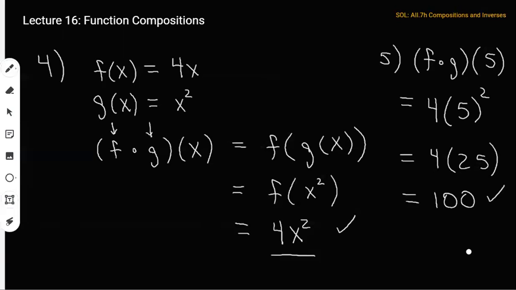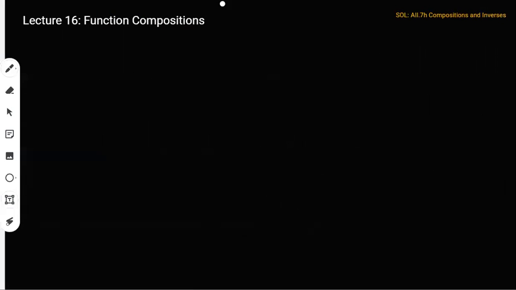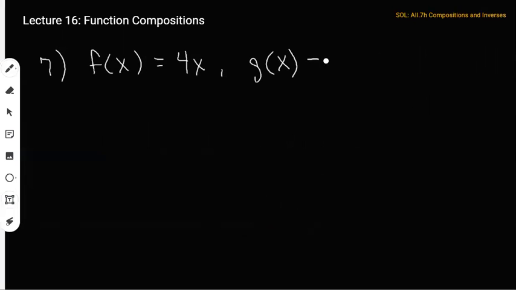Okay, let's do number 7 together. Okay, so for 7, it gives us the same 2 functions, f of x equals 4x and g of x, which is x squared. But this time the question is totally different. It's asking us to find f of f. So we need to find f of x, but evaluate it at f.